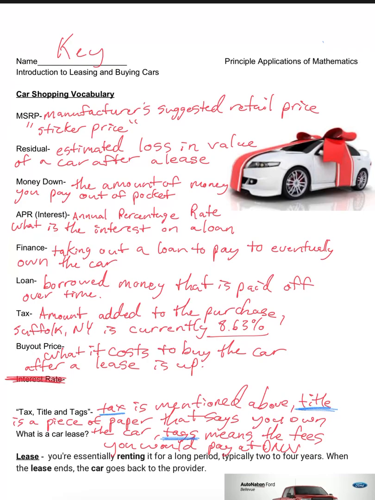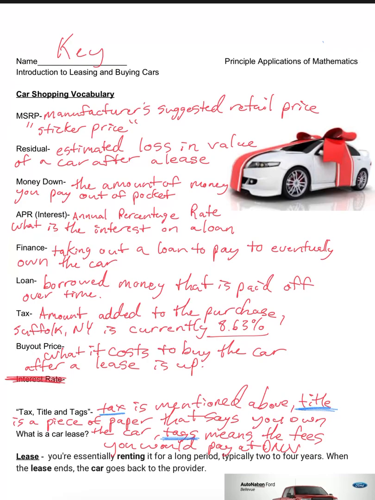Now financing: you technically are buying the car, but you're taking out a loan to pay it off, to eventually own it after however long you decide to pay the loan for. So financing is owning the car. A loan is borrowed money that is paid off over time, like I just said. You could take out loans for a lot of things, but we're going to specifically talk about car loans.